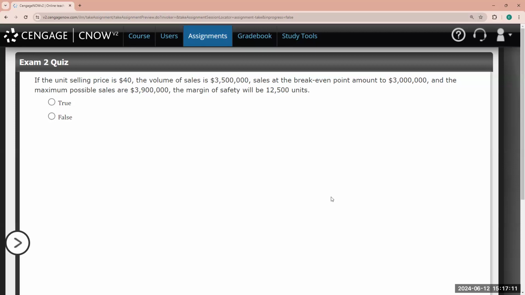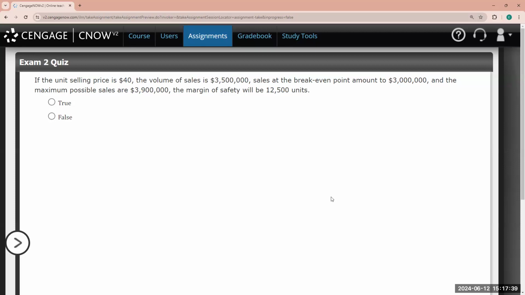So again, we need to keep in mind, in order to calculate our margin of safety, we know that our margin of safety is based on our current sales minus our break-even sales in units. So based on this information here, it's letting us know what the volume of sales are and the sales at the break-even point and whatever our maximum sales would be. So in order for us to determine this information, we again need to compare this information.